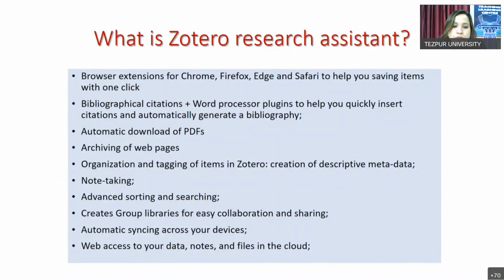So what is Zotero actually and how can we go about using the interfaces of Zotero? The browser extension for Chrome, Firefox, Edge, and Safari helps you save items with one click. Bibliographic and citation plus word processor plugins help you quickly insert citations and automatically generate a bibliography. It can automatically download the PDF versions of any research paper. Archiving of web pages. This is like a storehouse of web pages.